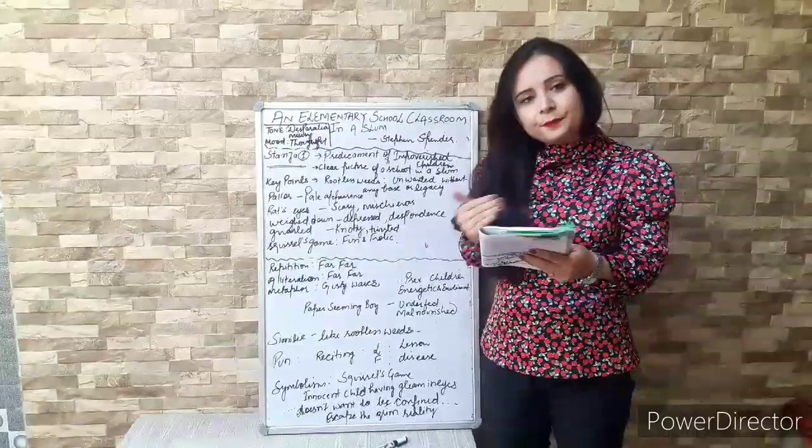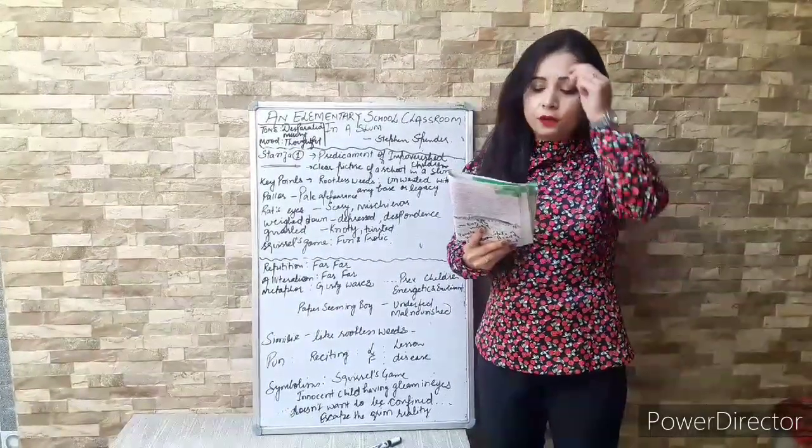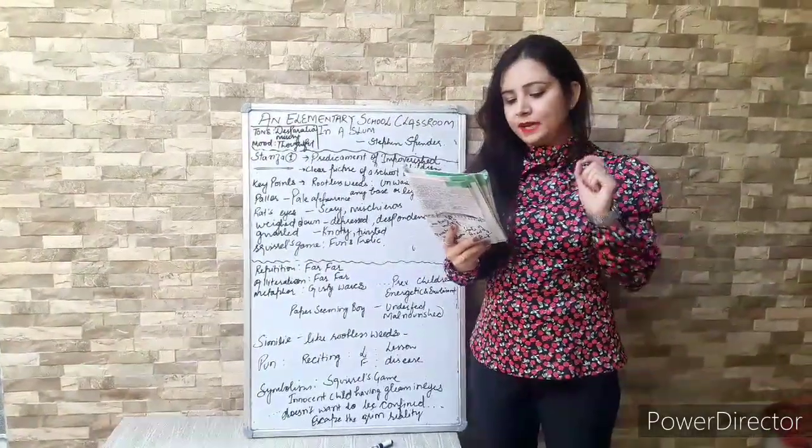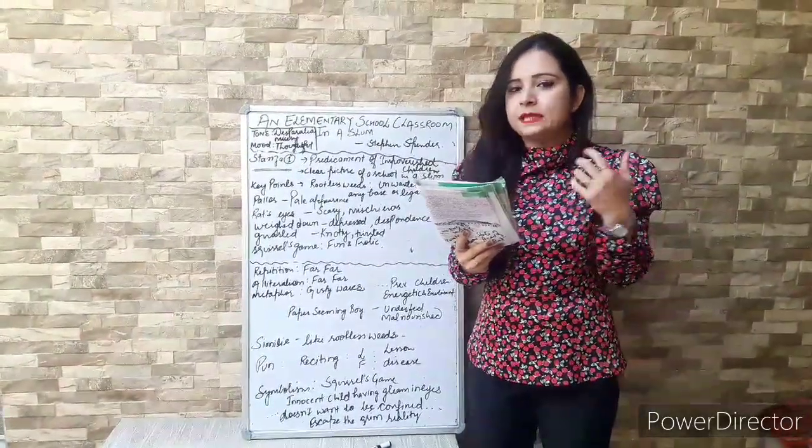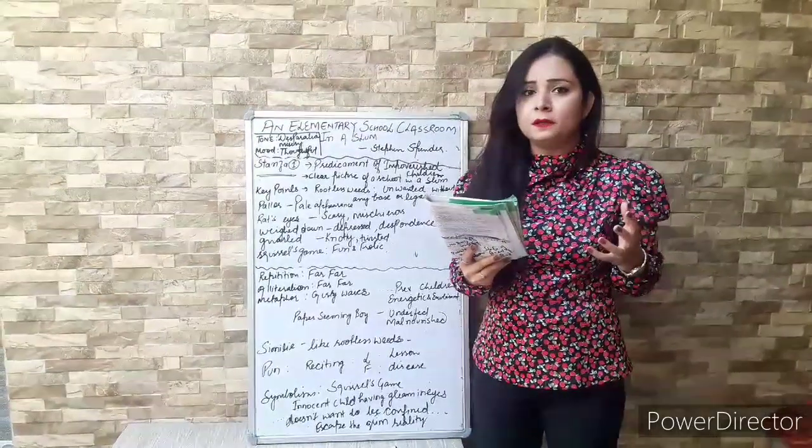Now, I would explain it line by line. Be careful and listen attentively. So the poet begins in a very pathetic and miserable mood.